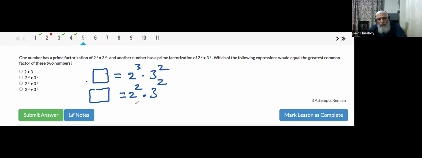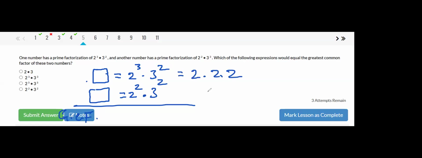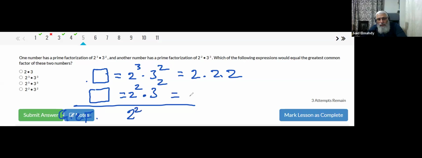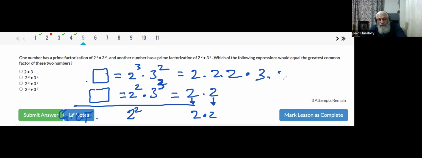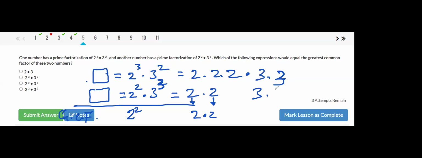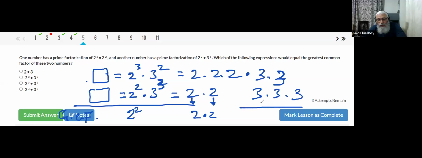So greatest common factor, again, what is common here? What's common between 2 to the power 3 and 2 to the power 2? They both have 2 twice. 2 to the power 2 means 2 two times, and 2 to the power 3 is 2 three times. So 2 to the power 2 is common. And what is common between 3 to the power 2 and 3 to the power 3? The common part is just 3 two times, which is 3 to the power 2. 3 multiplied by 3 is 3 to the power 2.